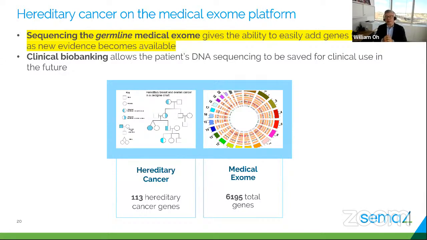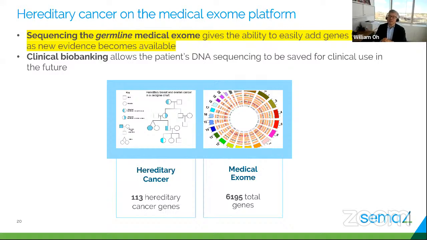So one of the things that we're doing in my company now is we're sequencing the medical exome. So instead of just doing a panel like you see, 113 hereditary cancer genes, just like I said with the somatic, with the tumors, you can actually sequence the medical exome. That means the germline DNA, you can sequence all the known genes, 6,000 known genes, and you can do that and biobank them.